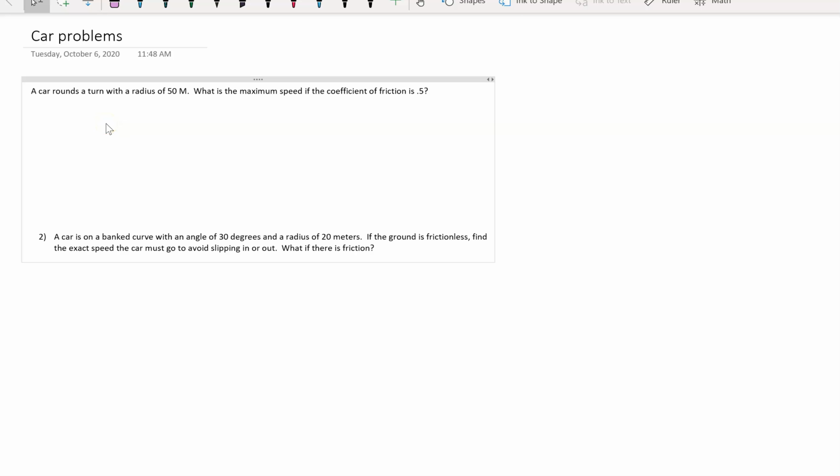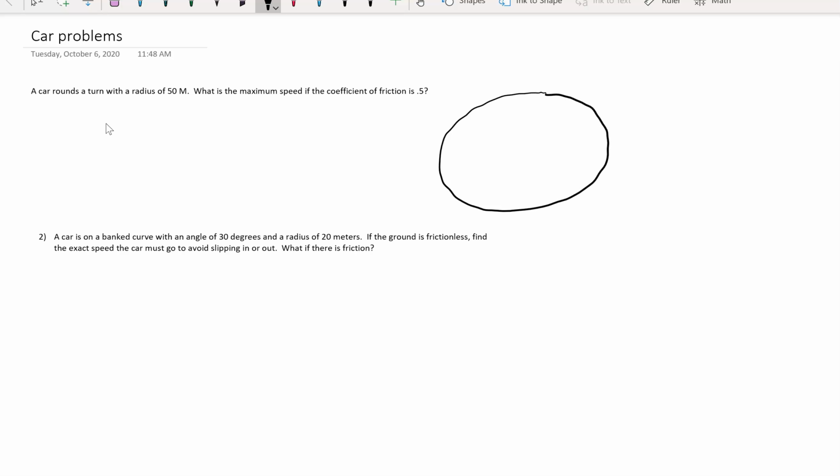Okay, guys, I wanted to give you a couple of quick problems to help out with the homework. They're both about cars rounding curves. The first one is a car rounding a flat curve, completely flat all the way around. And it says the radius of this curve is 50 meters.